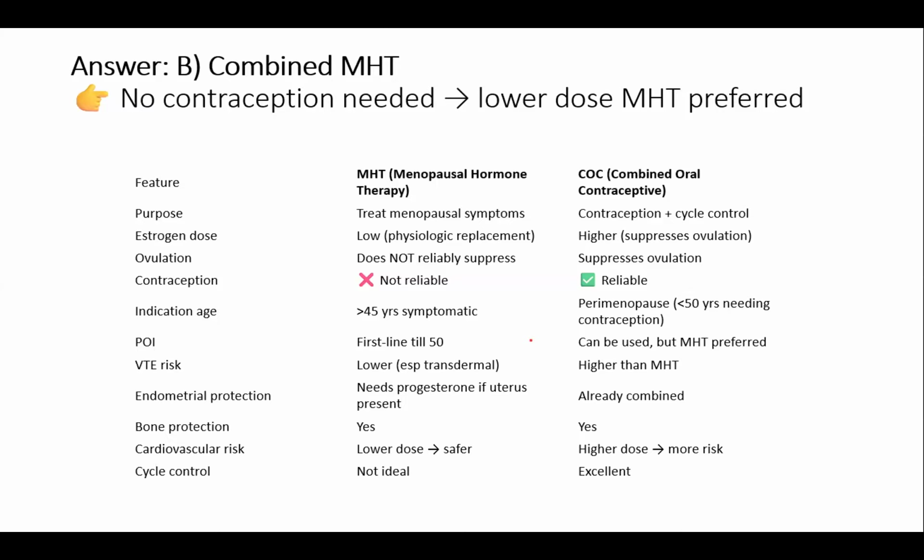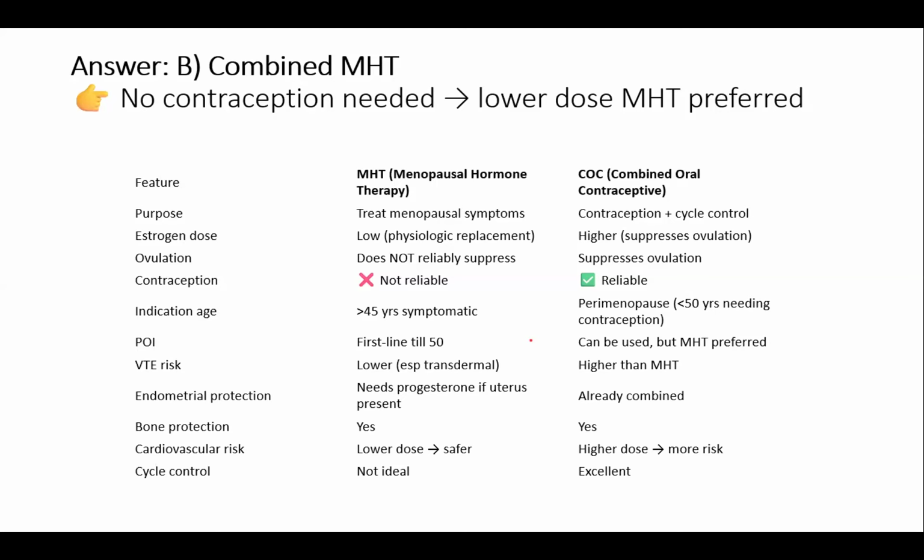And if her quality of life is affected because of the bleeding, like heavy bleeding, what would be the treatment? Then OC pills, up to 50 years. Because if you give MHT, the dose of estrogen is just like a physiological replacement. What is the reason for a 45-year-old having irregular heavy flow? Anovulatory cycles, right? So for that, the dose of estrogen should be high enough to suppress ovulation. Only then will it act properly. So in that situation, irregular heavy cycles, you have to give OC pills up to 50 years.